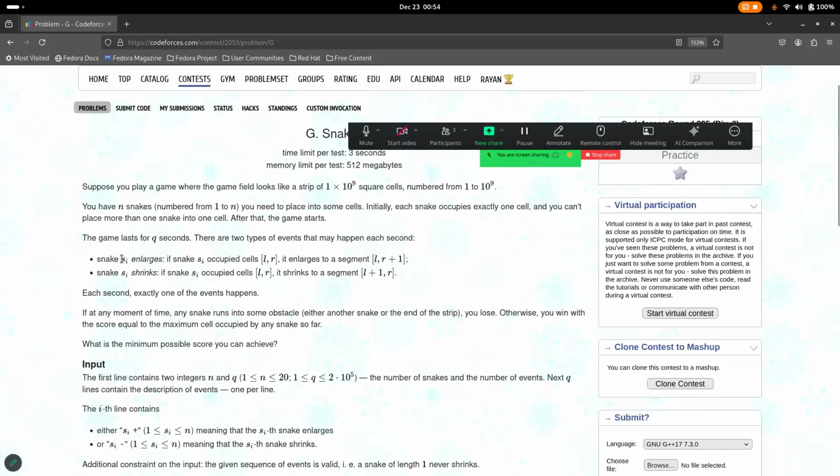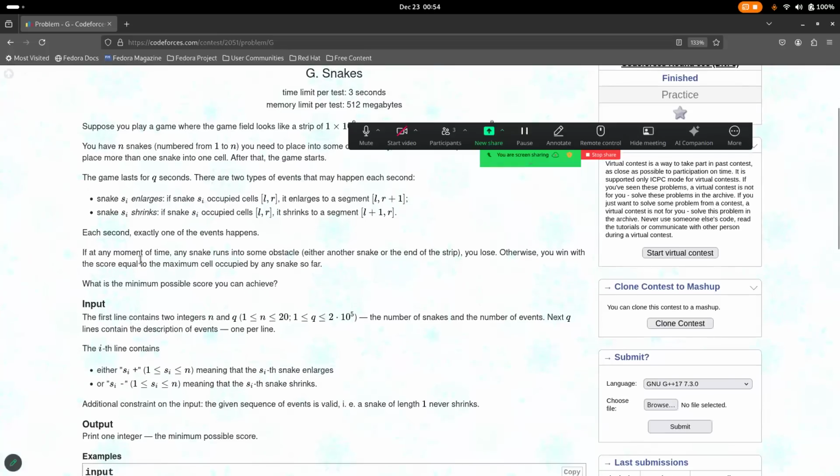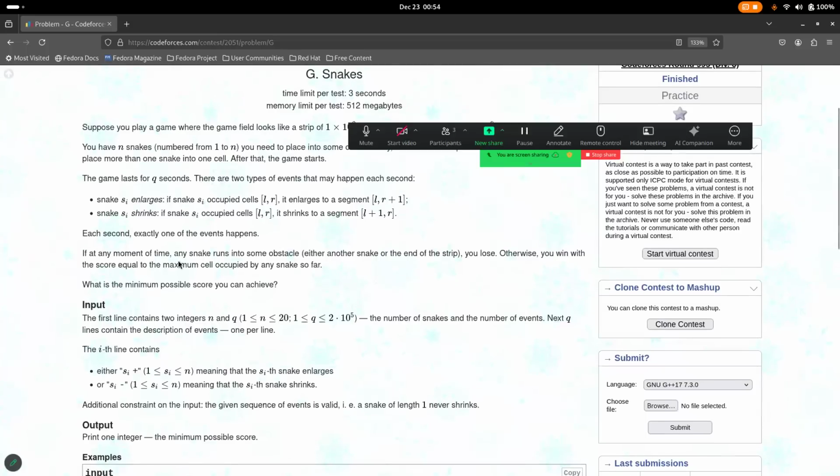Basically, we were given that for this snake s i, either enlarge it or shrink it, and we had q such operations. And in each second, exactly one event occurs. So there are no two or more events in any second.